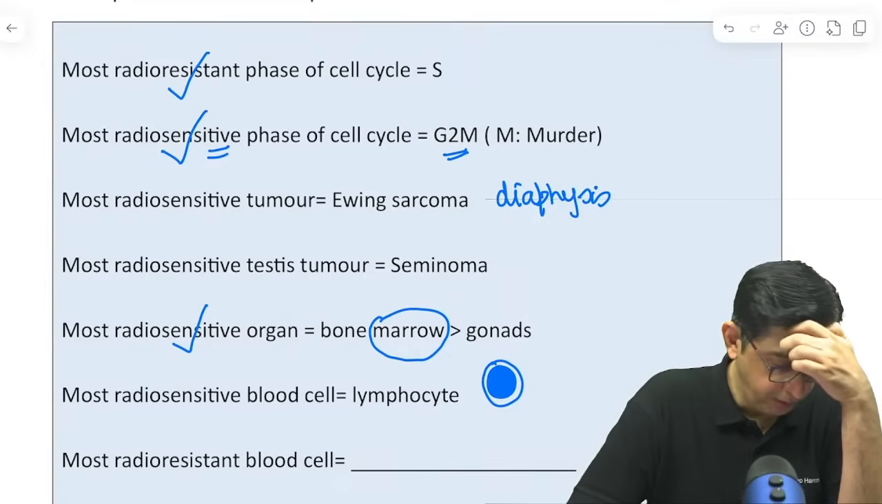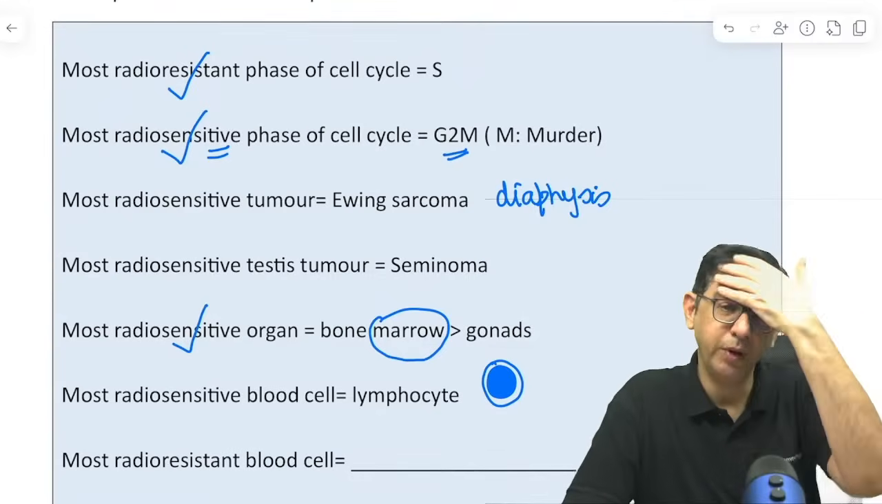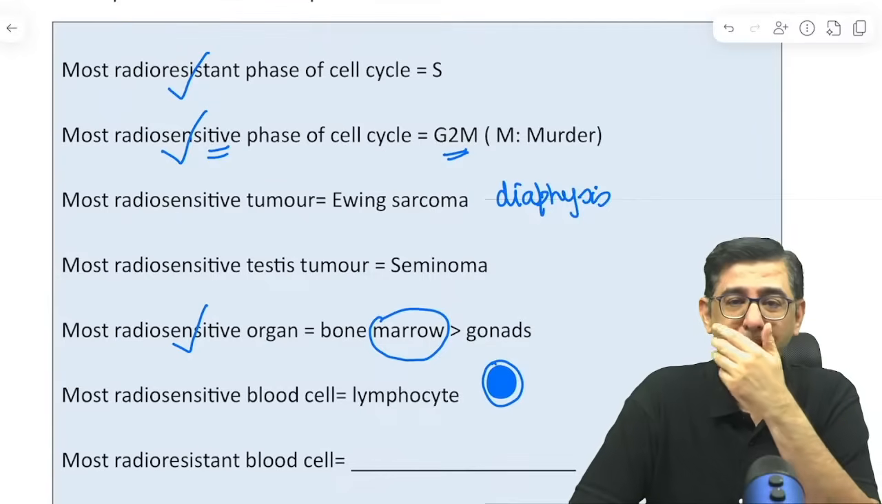Most radio resistant blood cell. Yeah, if bone marrow था फिर तो आंसर bone marrow ही हो जाएगा. If it is bone marrow तो bone marrow ही. Yes, what is the most radio resistant blood cell, guys?